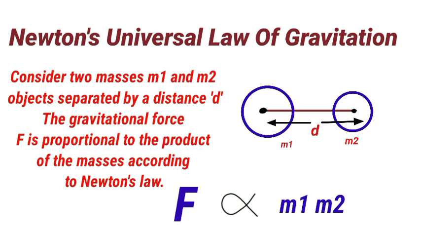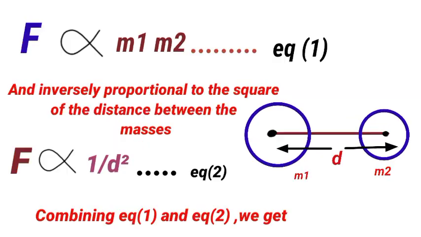Now let us consider two masses, m1 and m2. These objects are separated by a distance d. According to Newton's law, the gravitational force F is proportional to the product of the masses. Here force F is proportional to the masses m1 and m2. Let's take this as equation 1. Then force is also inversely proportional to the square of the distance between the masses. Let's take this as equation 2.